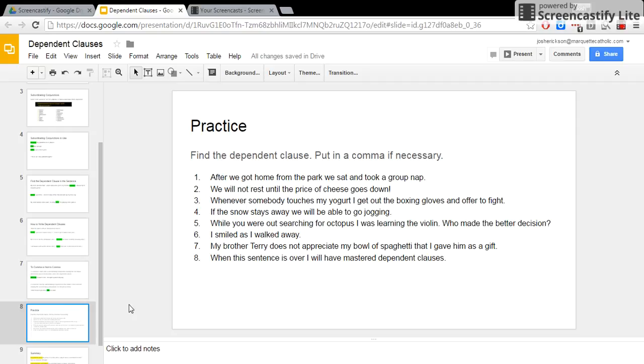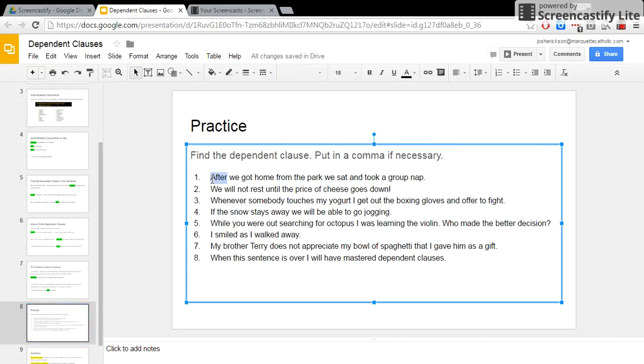Okay, so looking at these, we're looking for the dependent clauses and we're looking to see if we put a comma. After we got home from the park, we sat and took a group nap. Our dependent clause starts with after, which means that we do put a comma because it starts the sentence. And so we have to find where this dependent clause stops. It goes right there. Here is our comma. After we got home from the park is dependent, and we sat and took a group nap is our independent clause. Next one. We will not rest until the price of cheese goes down.